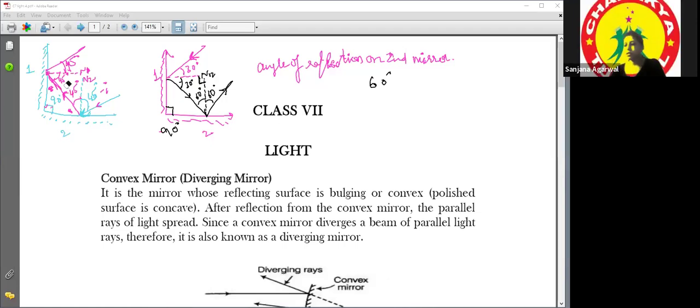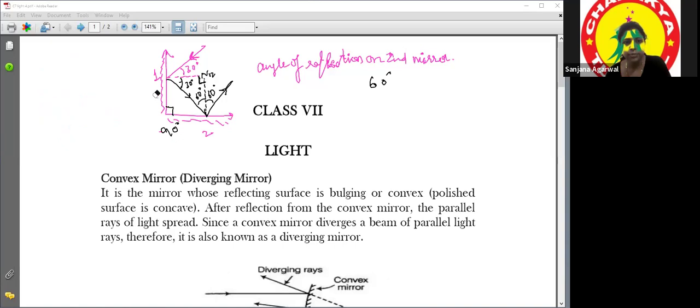I hope all have drawn this. Now let's move to the second spherical mirror.